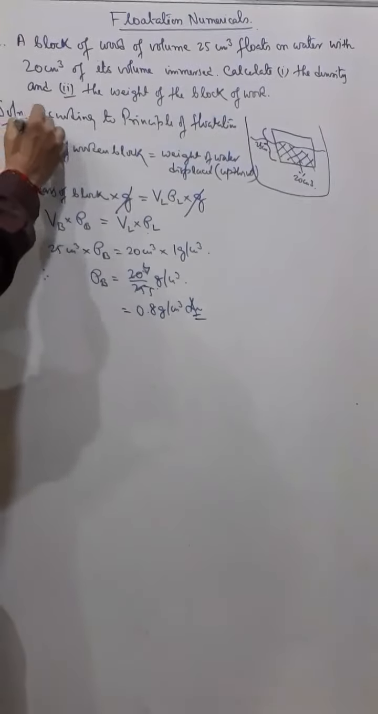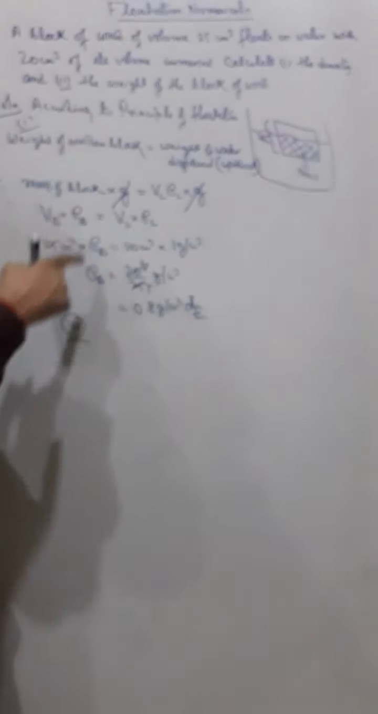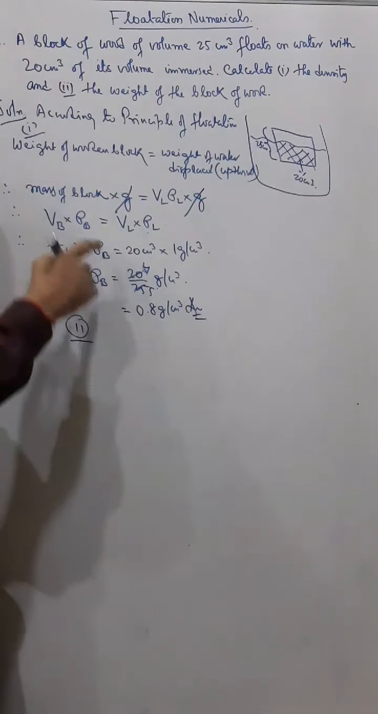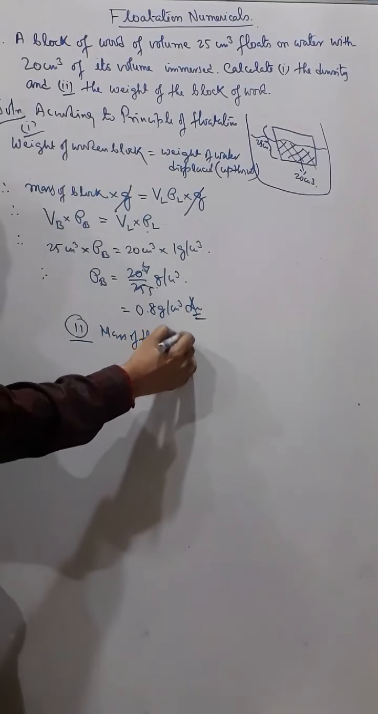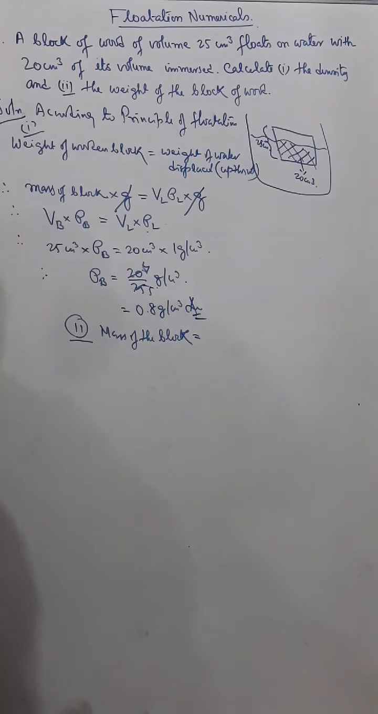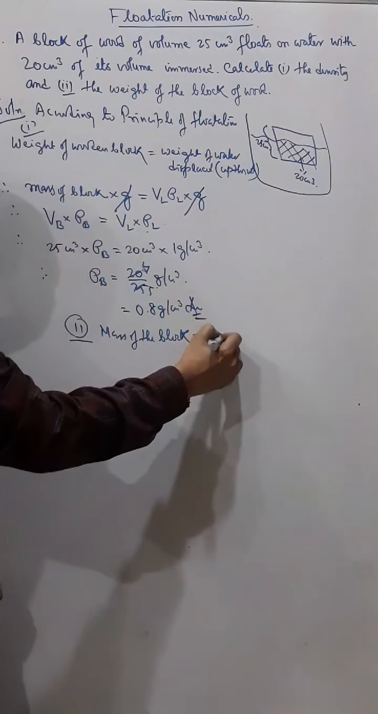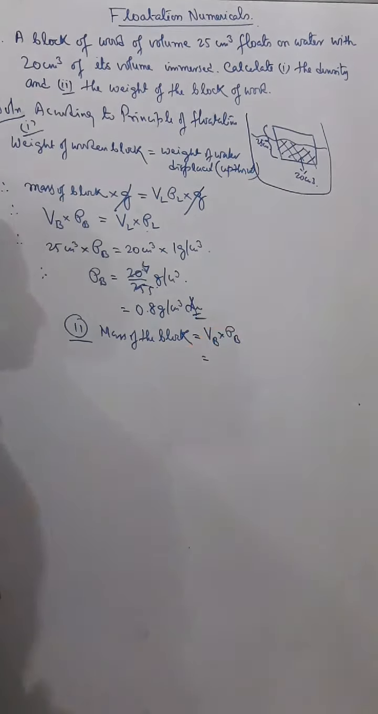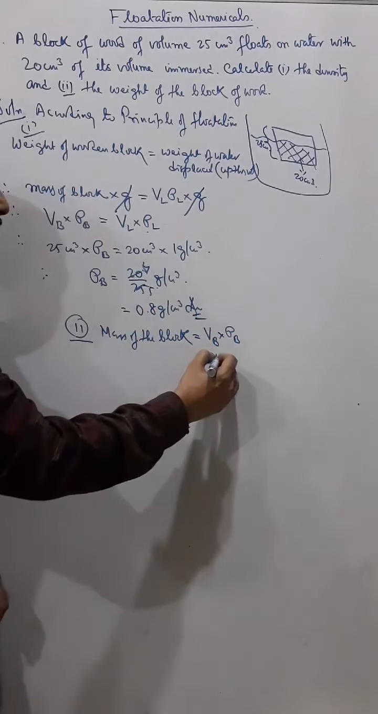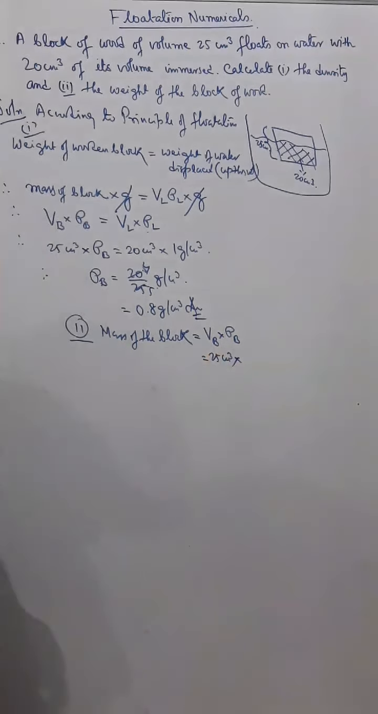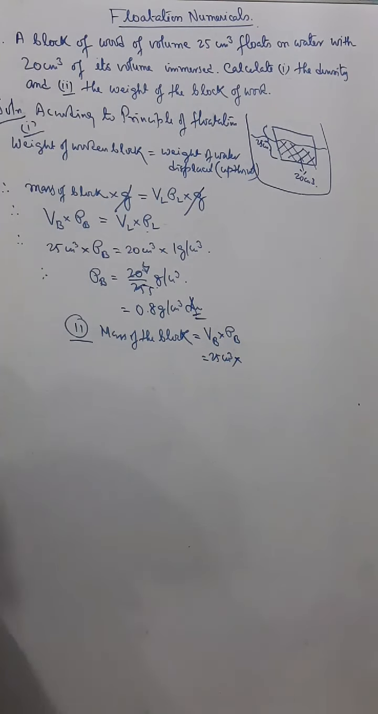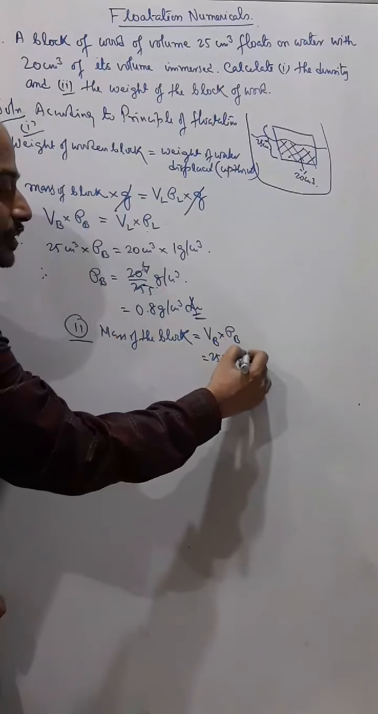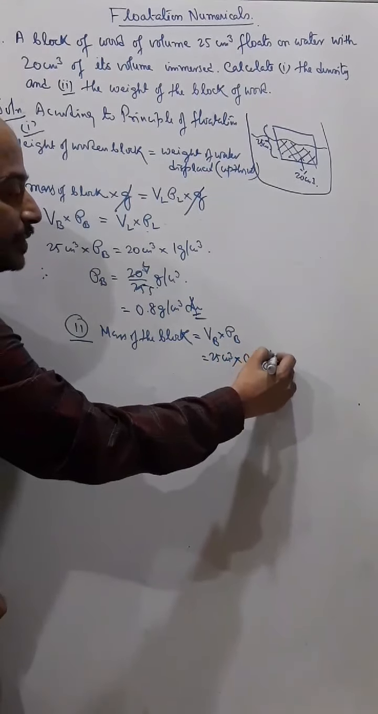Now this was number 1. Now number 2. Now they told weight of the block. Weight of the block means, you know, mass into gravity, and mass means volume into density. So first we'll get mass of the block. So mass of the block is equal to volume of the block into density of the block. Now volume of the block is 25 centimeter cube and density of the block is 0.8 gram per centimeter cube.